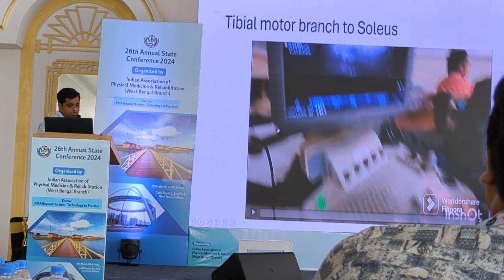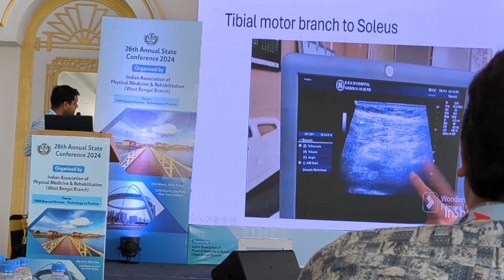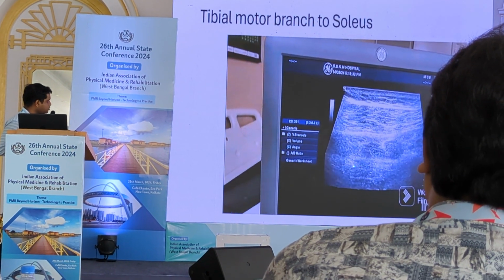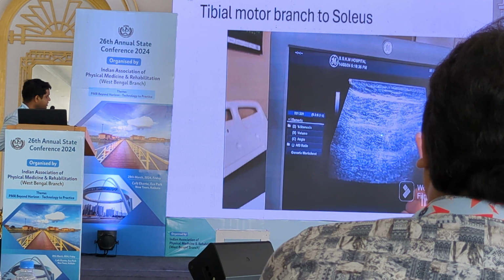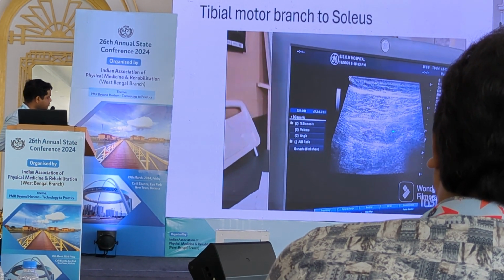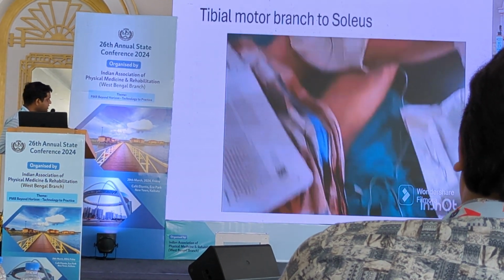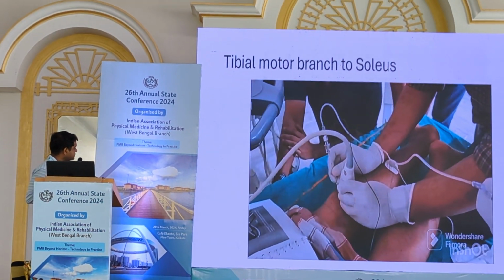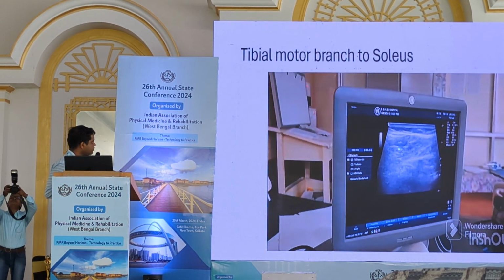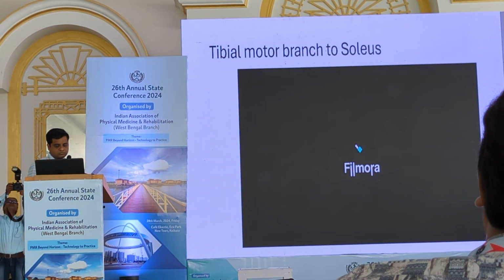Now for the tibial motor branch to soleus. See, the first layer of muscle is the gastrocnemius, the middle layer is the soleus, and the last layer is the tibialis posterior and other deep muscles. We see the movement only in the middle layer, which is the soleus. So we have effectively stimulated the motor branch to soleus. Now we inject the local anesthetic and see the movement has disappeared. So we have effectively blocked this branch also.